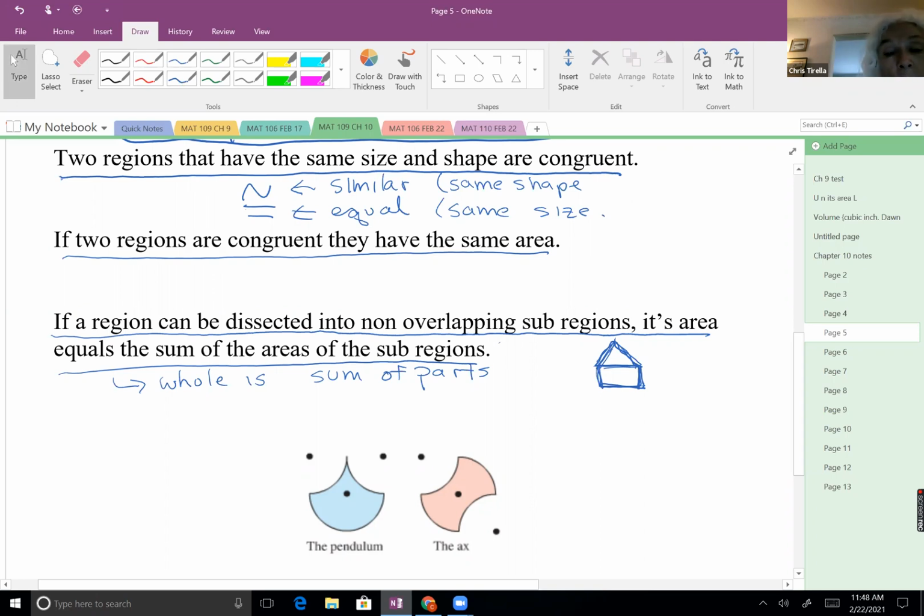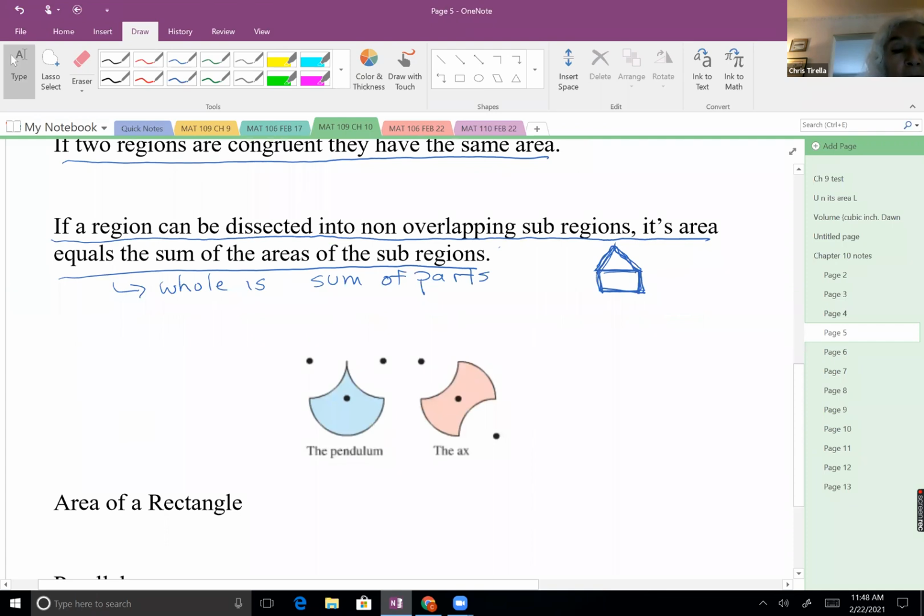And so we're going to use that idea to find the area here of this pendulum and the area here of this axe. We're going to go on the idea that the distance between the dots is 1 unit. And so we want to use that idea of dividing things up and maybe rearranging the pieces to find the area of each. So you might wonder how.